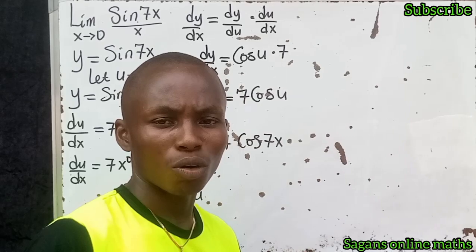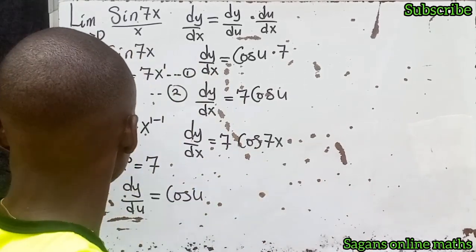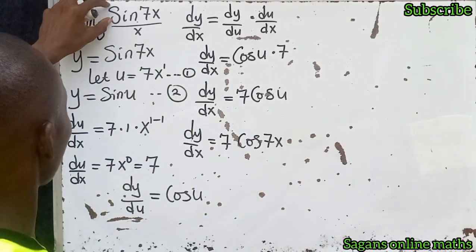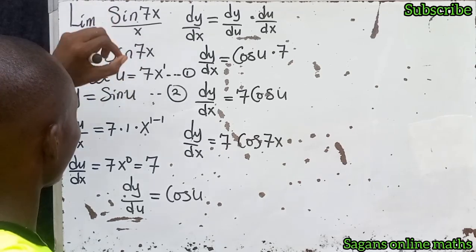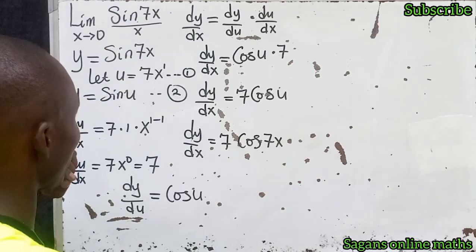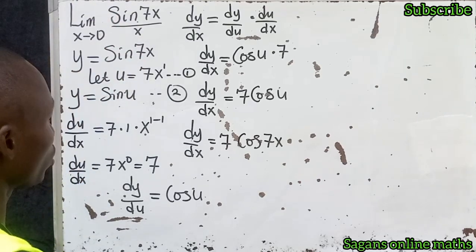Let's look at our denominator from our given equation. Our equation was the limit of sin 7x divided by x. We differentiated the numerator, which is sin 7x. Now let's consider the denominator, which is x.